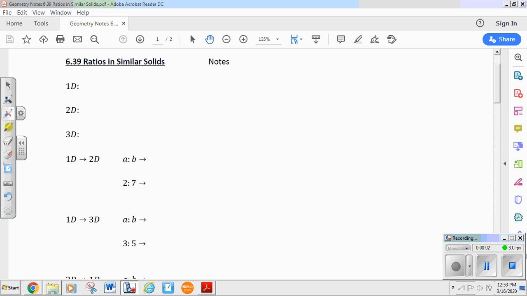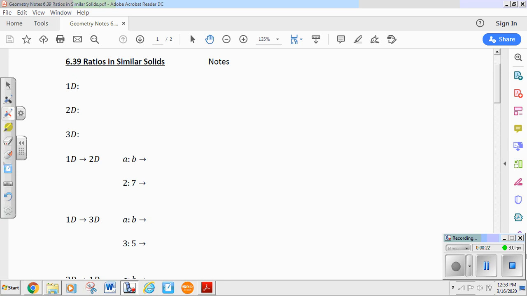This is lesson 6.39, Ratios in Similar Solids. The objectives are to solve problems with similar solids or shapes and work with their ratios, whether you're working with 1 dimension, 2 dimensions, or 3 dimensions.